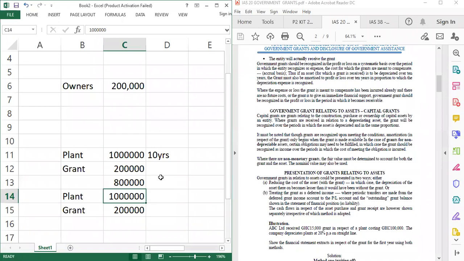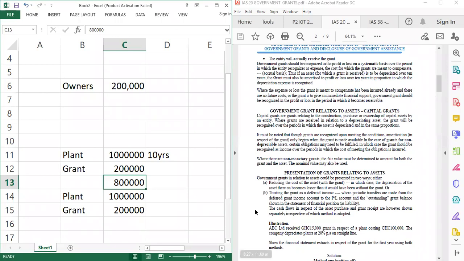So if you come to capital grants, we account for the capital grant in two ways. The first one is what we call netting of the grant against the cost, or reducing the cost of the asset with the grant. In this case, the plant is 1 million, and the government is giving us a grant of 200,000. So how much are we spending? It's 800,000. This is what we call reducing the cost with the grants, the netting off method.